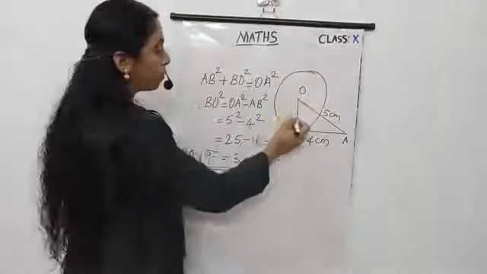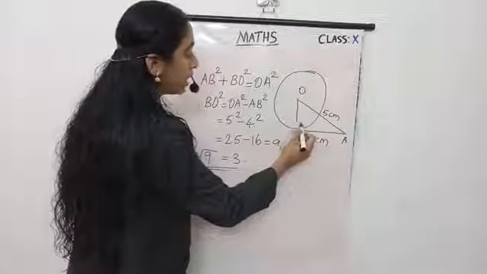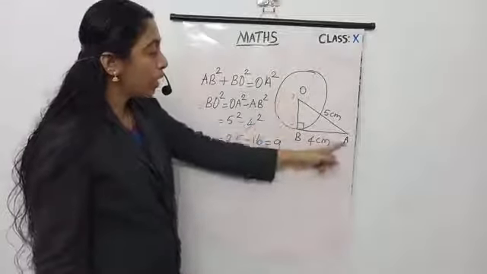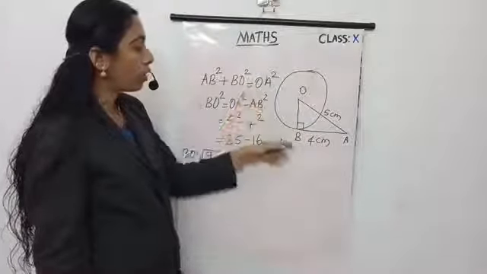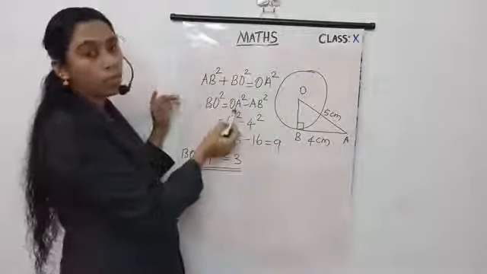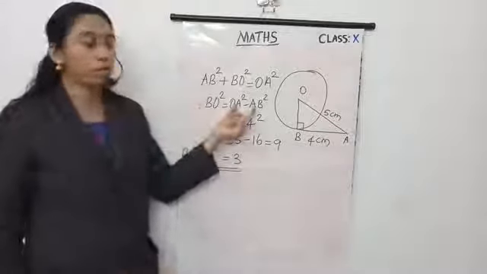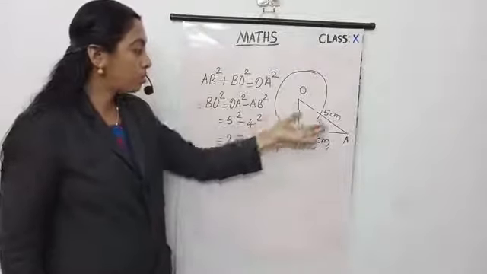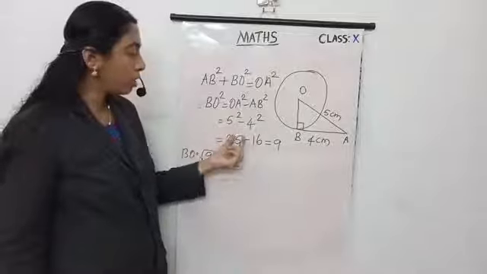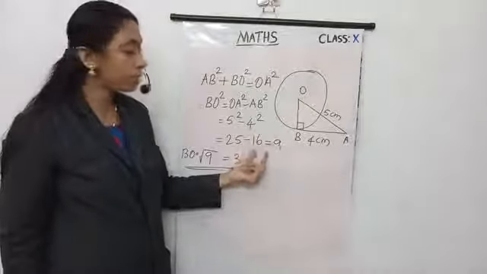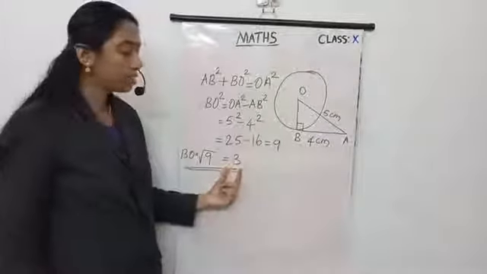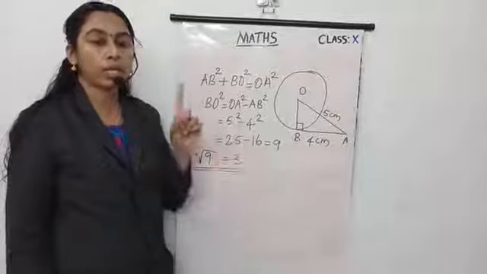Radius means this perpendicular distance OB. Now this is 90 degrees. So according to Pythagoras theorem, OA square is equal to AB square plus OB square. Now BO square is equal to OA square minus AB square. Substituting the values, OA square is 5 square and AB square is 4 square. 5 square is 25 and 4 square is 16. After subtraction we get 9. Then take the root of 9, and we get the radius as 3. This is the same method as question number 1.